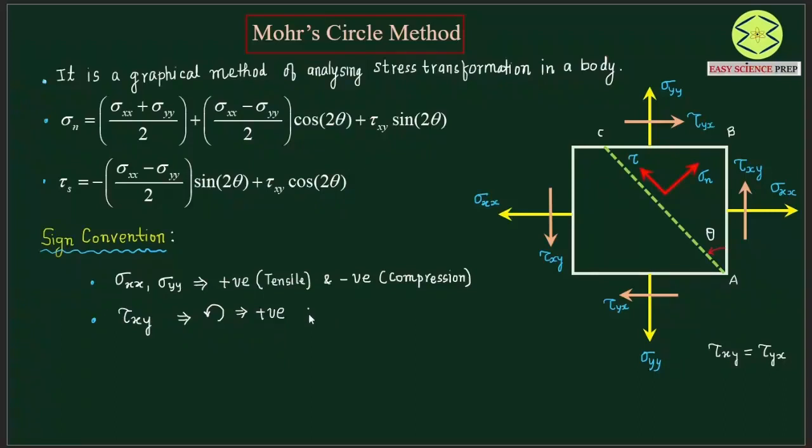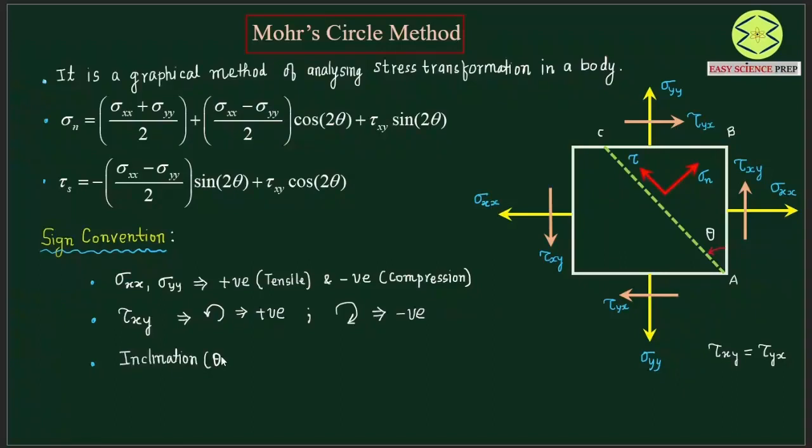But if it causes clockwise rotation of the element, then it is taken as negative. So this is the sign convention we are going to use for tau xy. And the last and very important thing: the inclined plane has to make an anti-clockwise angle with the vertical plane AB. So it is about the inclination of the plane, that is theta.